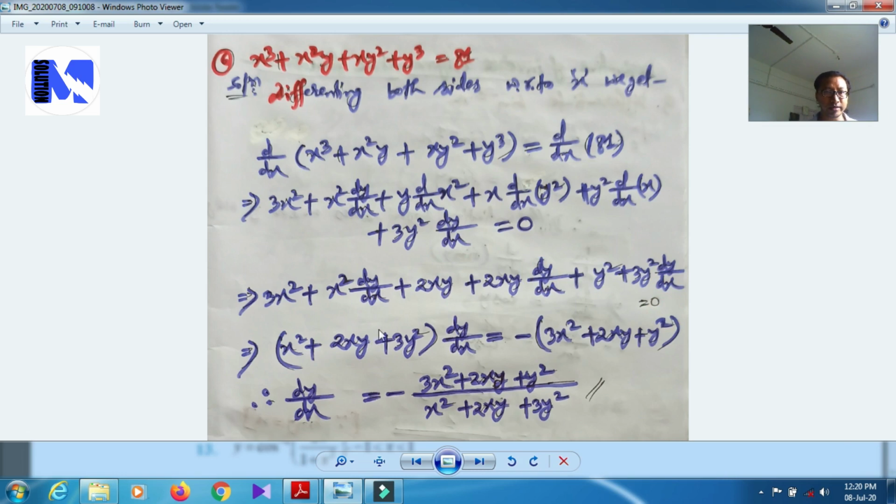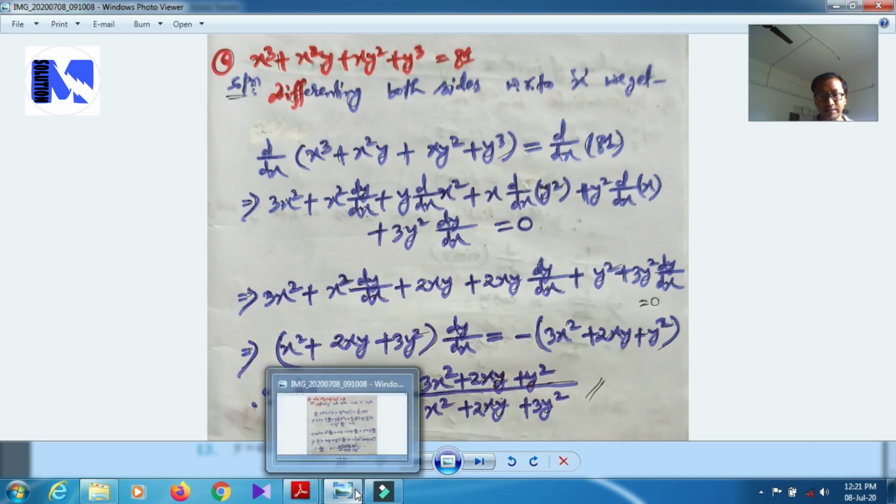equal to 0. Then you take common those parts having dy by dx as coefficients, so dy by dx is common. It will be x square plus 2xy plus 3y square this side, and the other parts you take to this side. Then 3x square, 2xy, and y square will be this side, all will be minus, then I have taken minus as common, then this dy by dx will be like this.